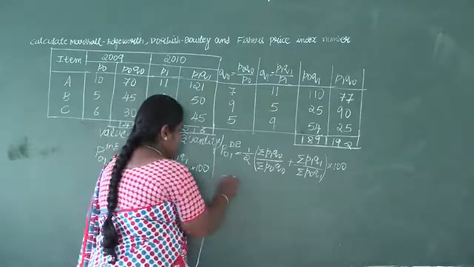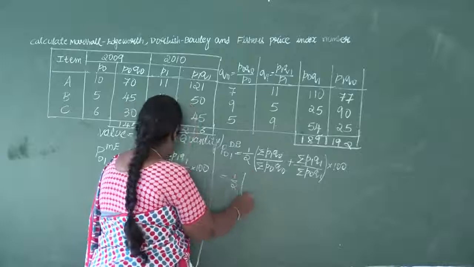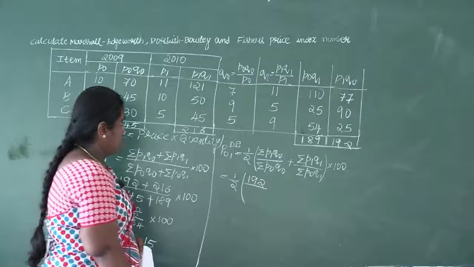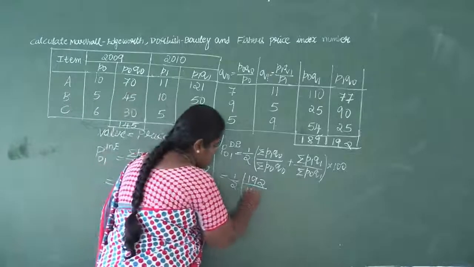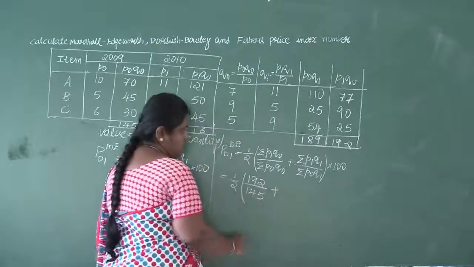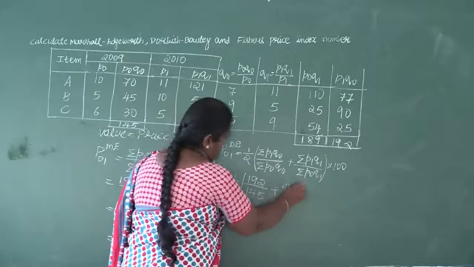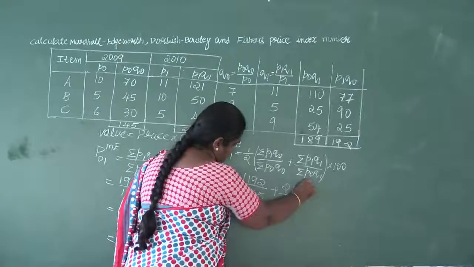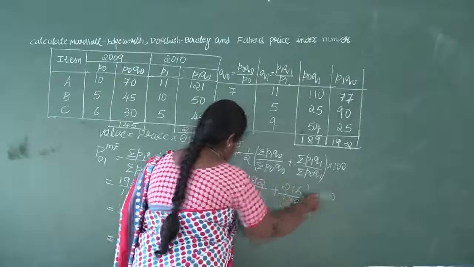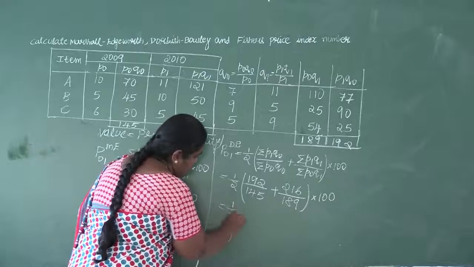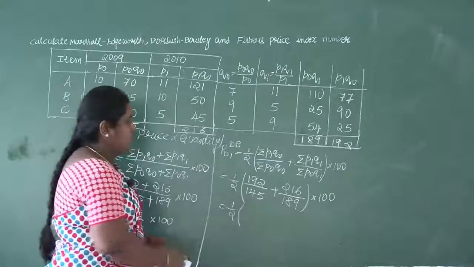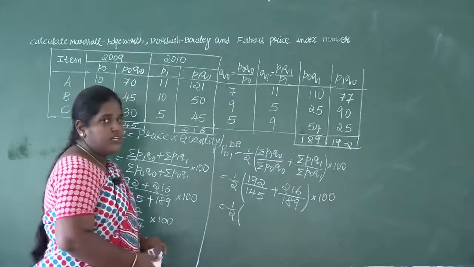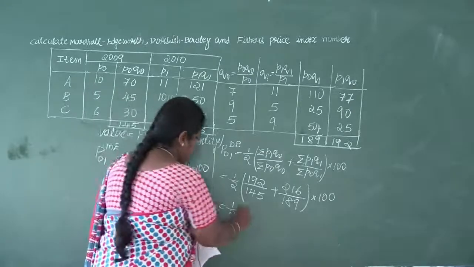Now substitute in this. It is 1 by 2 into 192, the total of P1 Q0, divided by P0 Q0, which is 145, plus P1 Q1, which is 216, divided by P0 Q1, which is 189, into 100 as it is. Then 1 by 2 into, so you have to divide 192 by 145, and when we divide, after the decimal we have to take 4 numbers.